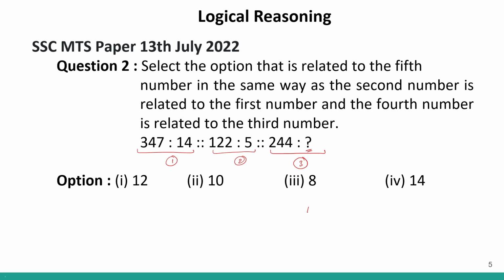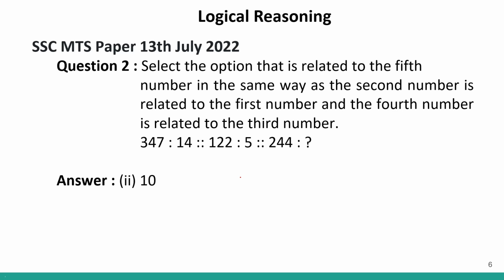So, when I look at pair number 1, I can see that if I add 3, 4 and 7 together, I will get 14. Because 3 plus 4 will be equal to 7 and 7 plus 7 will be equal to 14. Now if I see the second pair, I can see that 1 plus 2 will give me 5. So let us do the same pattern in pair number 3. So pair number 3 will be 2 plus 4 plus 4. So if I add 4 plus 4, 8 plus 2, 10. So I'll get 10 as the answer. And this is given in option number 2. So option number 2 will be your correct answer to this question. Clear?